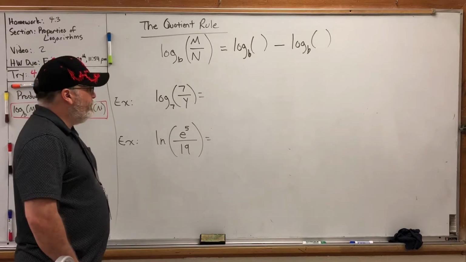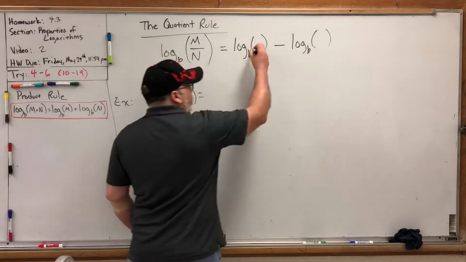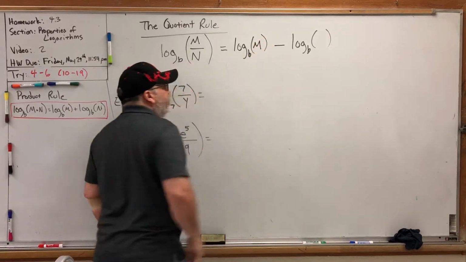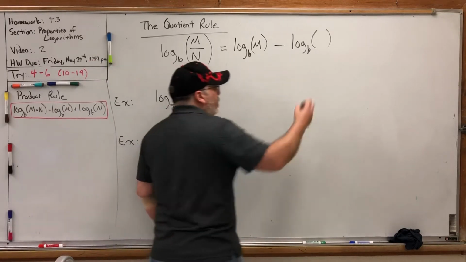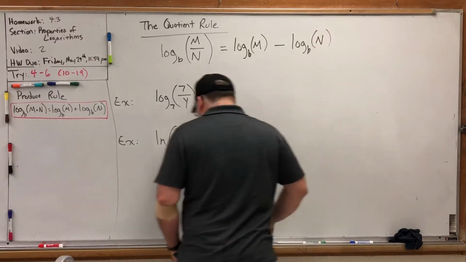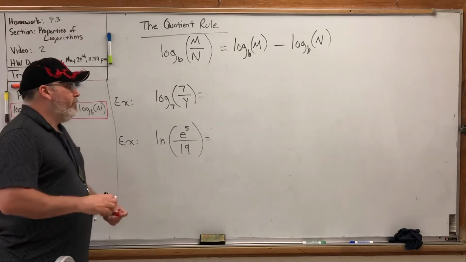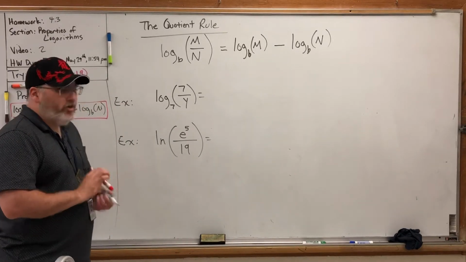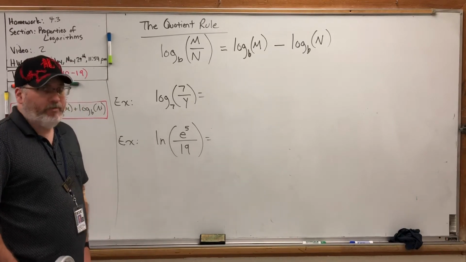And the rule is the numerator goes in the first log, so log base b of m, and the denominator goes in the second, log base b of n. And so the quotient rule is the logarithm of a fraction equals the logarithm of the numerator minus the logarithm of the denominator.